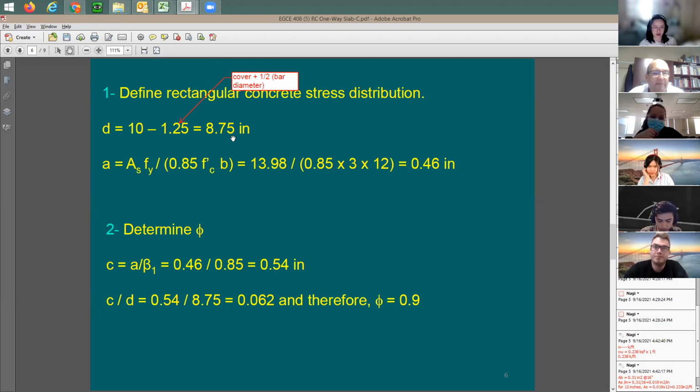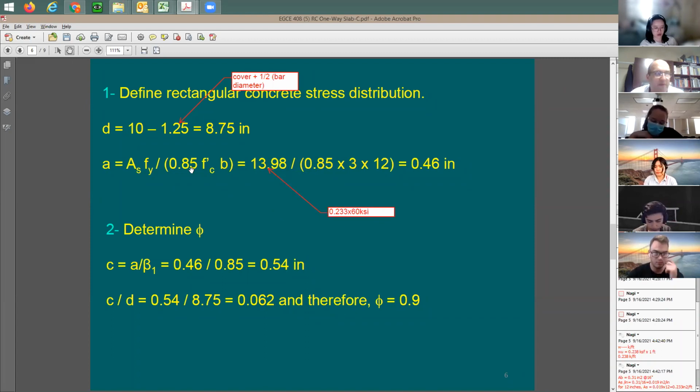So I'm going to say here 8.75 inches. This is going to be the effective depth. Now you want to figure out how much is this A, compression block depth. We said tension equals compression. 1398, this is going to be AS. What is that? What's the 1398? This is actually AS times 60 ksi to give you the tension.